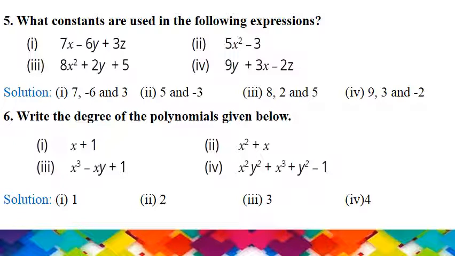Similarly, in the fourth one, x square y square plus x cube plus y square minus 1. We are observing that in the first term, x square and y square are involved. When we add their exponents, it becomes 2 plus 2, 4. So that is the highest power or exponent of the given expression. So we will say the degree of the polynomial is 4.